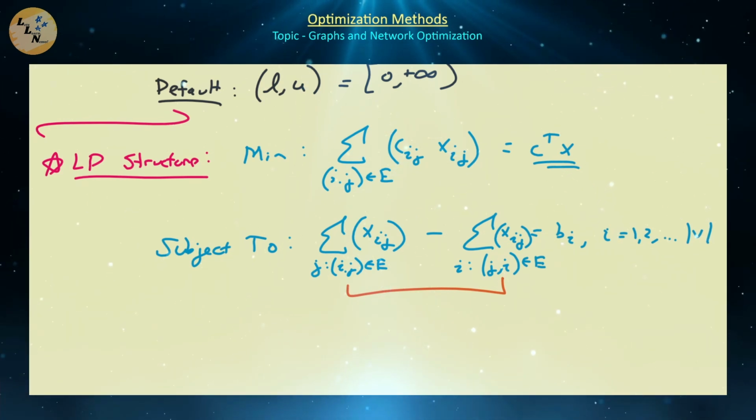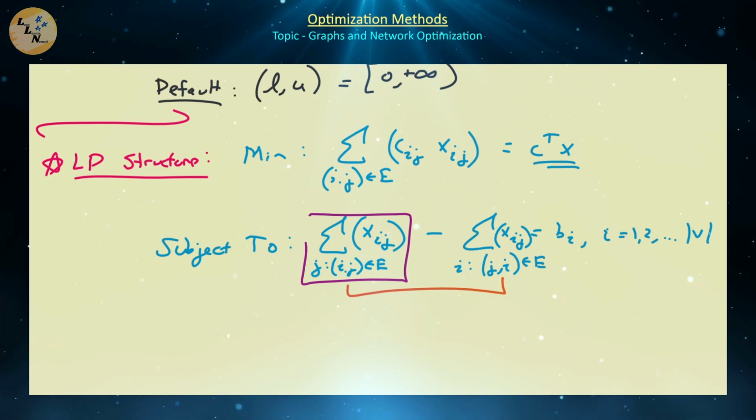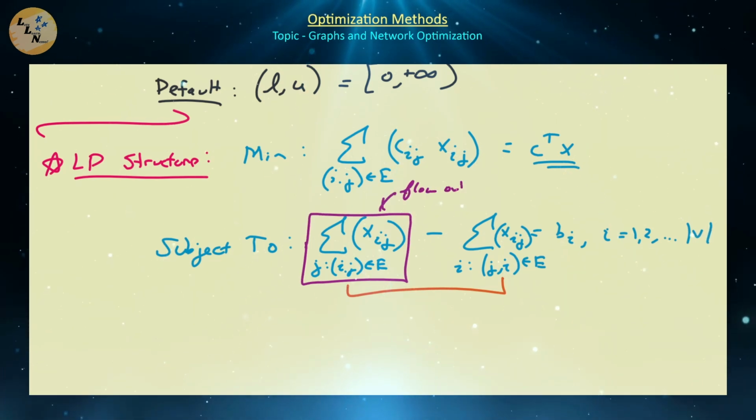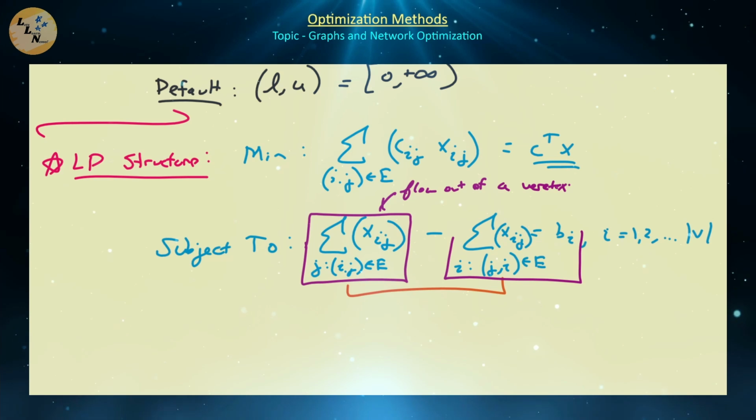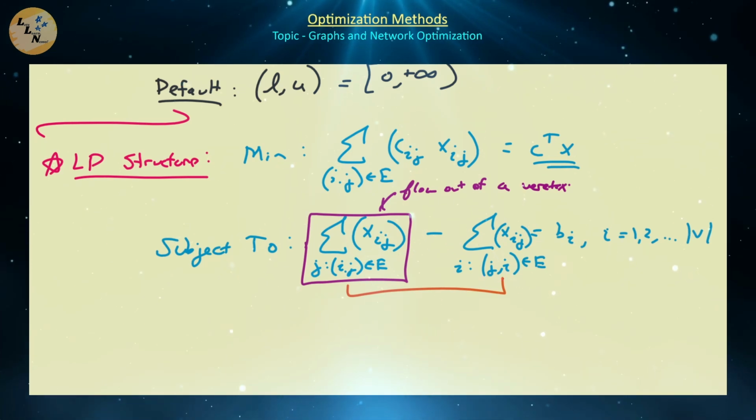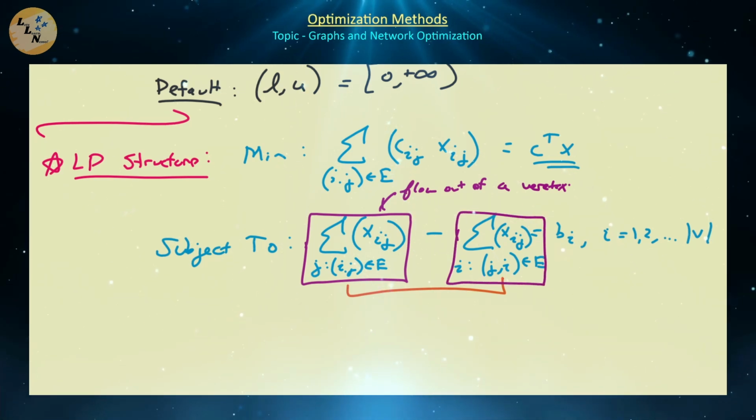So maybe take a moment to pause this video and think about what this represents. But you can view this first summation as the flow out of a vertex minus the flow in to a vertex.